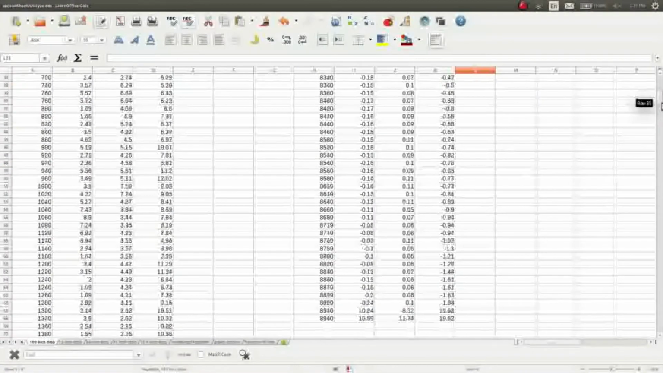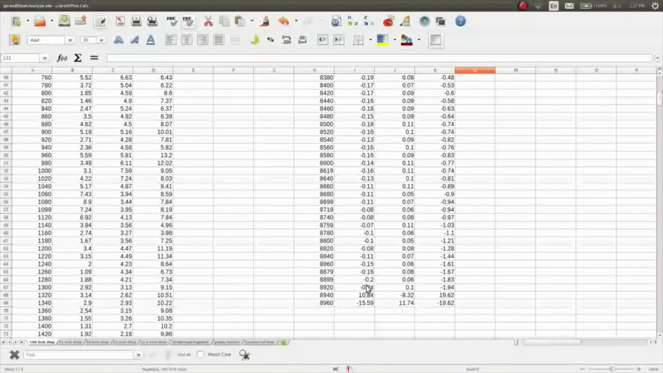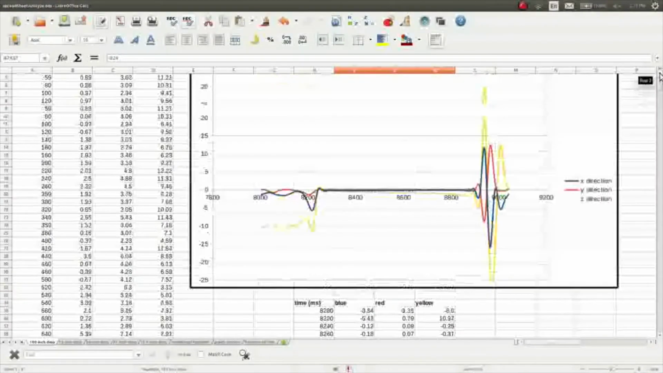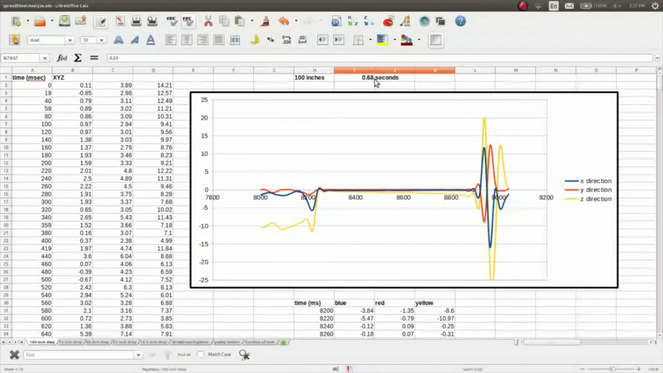I read from the columns that the fall starts at 8240 and ends at 8920 for a total of 680 milliseconds. Let's be conservative and claim 2 significant figures for a time of 0.68 seconds.